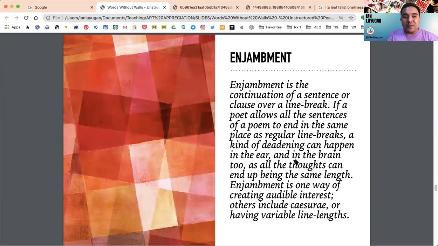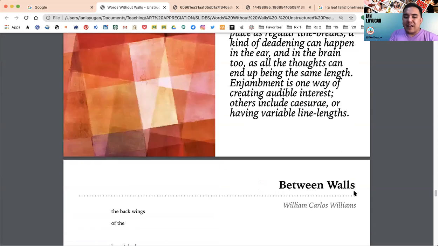So if you remember, there is the word enjambment. Actually, many writers will pronounce this as enjama. So enjama or enjambment is the continuation of a sentence or clause over a line break. If a poet allows all the sentences of a poem to end in the same place as regular line breaks, a kind of deadening can happen in the ear and in the brain too, as all the thoughts can end up being the same length. Enjambment or enjama is one way of creating audible interest. Others include caesura or having variable line lengths.